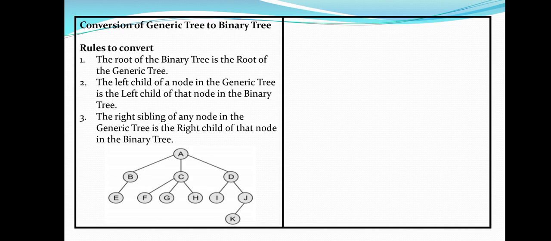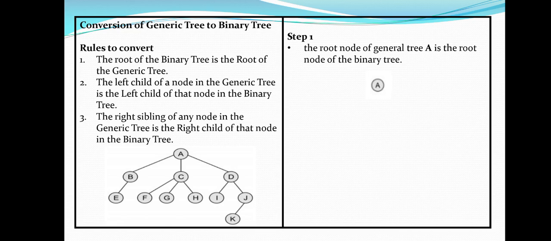Now take rule number 1. As per rule number 1, the root of the binary tree is the root of the generic tree. So I am considering A as the root of the binary tree. Right? A is the root of the binary tree. So both the roots are the same. So next thing is A's left child. A's left child is B, right?